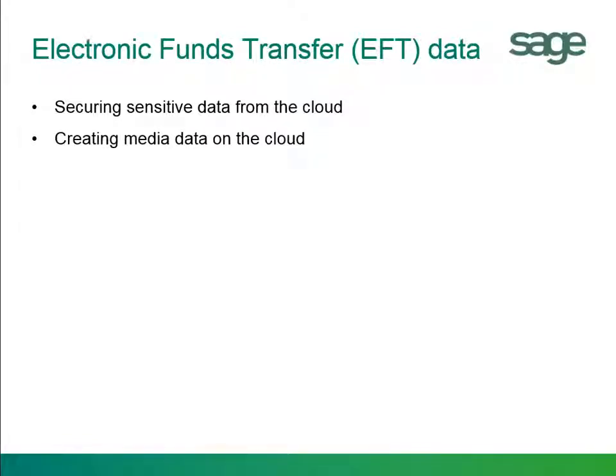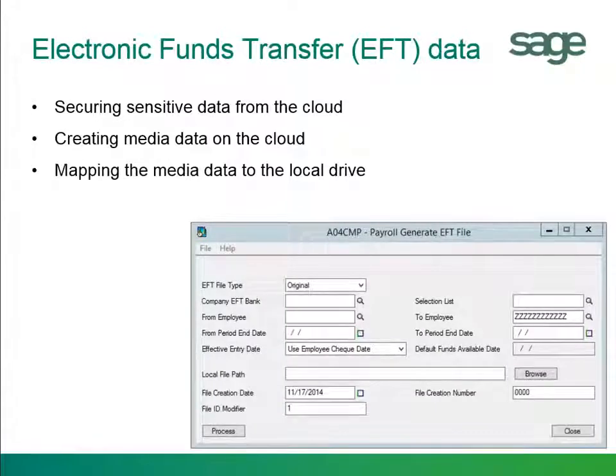First, we will generate a Payroll EFT file on the Sage 300 online cloud. And then we will create a folder on your local system and then browse to this folder. Have all the information in the file be generated and stored onto your local system. And then we will verify the file is on your local system through the Sage 300 online cloud.